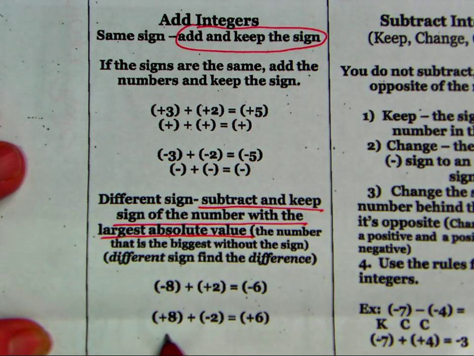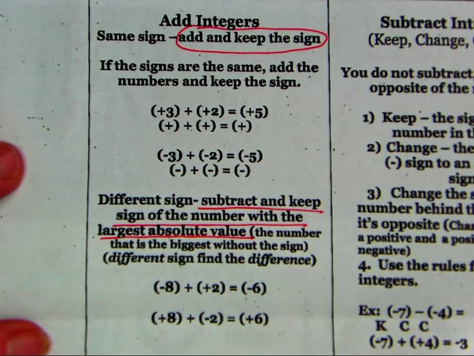Now in this case, which one has the greater absolute value? Jacqueline? Positive 8. Positive 8, right? So in this case, we have a negative 2, we're still going to take the 8 and subtract the 2, which is 6. But the 8, the one that has the greater absolute value, is it a positive or negative? Positive. So your answer has to be positive. So whichever one it is.